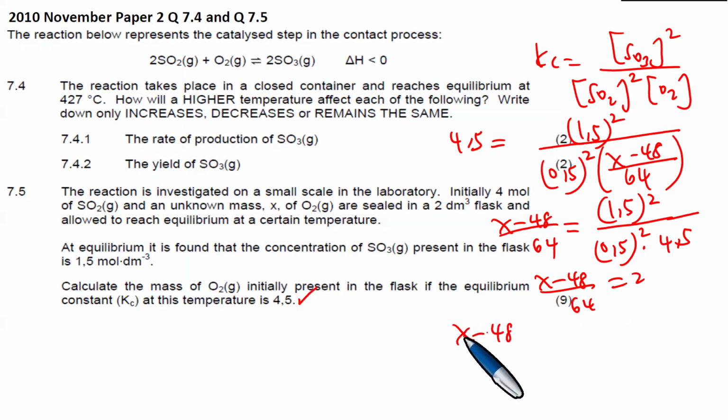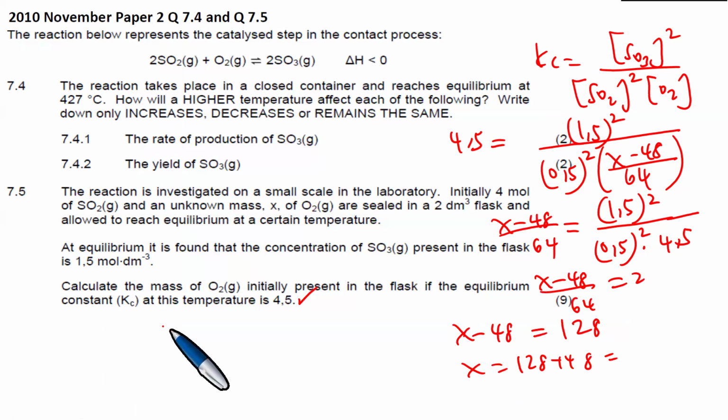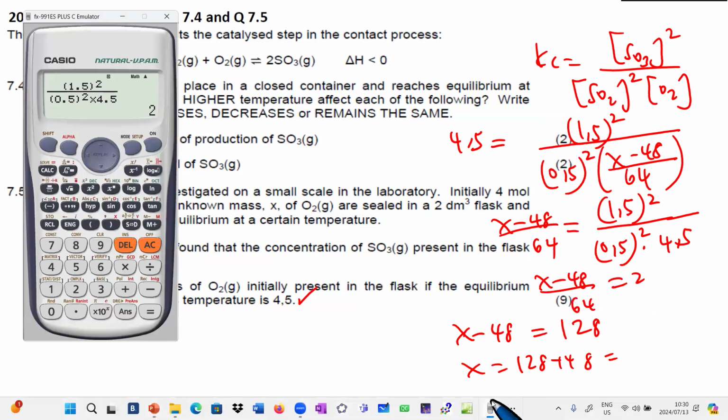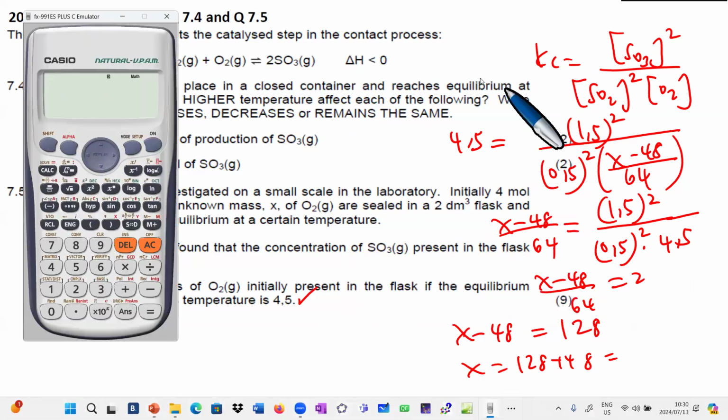So in other words, we have (x minus 48) divided by 64, which equals 2, which means that x minus 48 equals 128. X becomes 128 plus 48. So we have exactly 128, we add 48, and therefore it is 176.